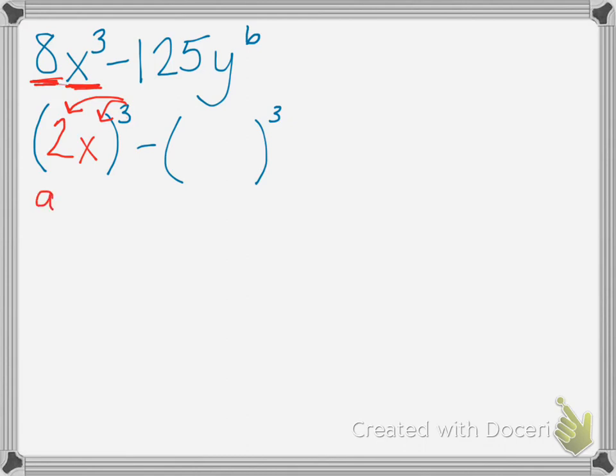So in my formula from the previous slide, whenever there's an a, I'm going to use 2x, because that's what I got there. Over here, what is it that to the third gives you 125? That would be 5. And what is it that to the third power gives you y to the 6th? Think about that for a minute. That would be y to the second, because if you distribute, 5 to the third is 125.